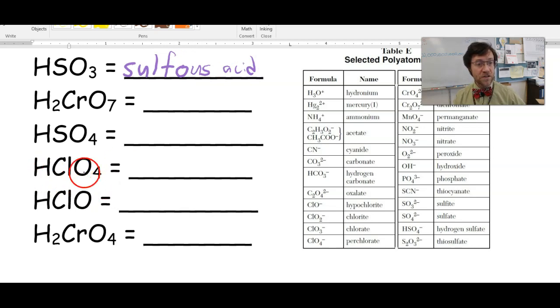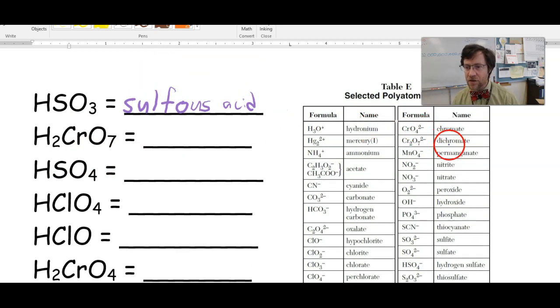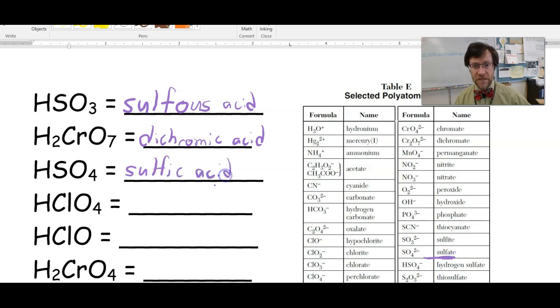Now this next one, Cr2O7. I think the hardest part of these is making sure you're finding and looking up the correct polyatomic ion. So Cr2O7 is dichromate. So that's di. Ate to ic. Dichromic acid. Are you picking up how this goes? SO4 is sulfate. See right here, SO4 is sulfate. Easy peasy lemon squeezy.